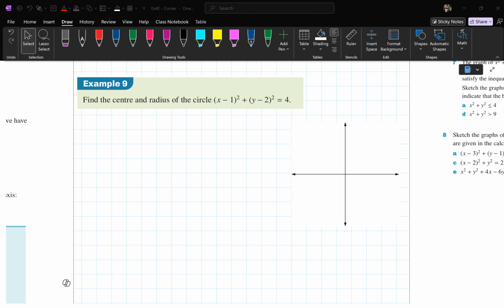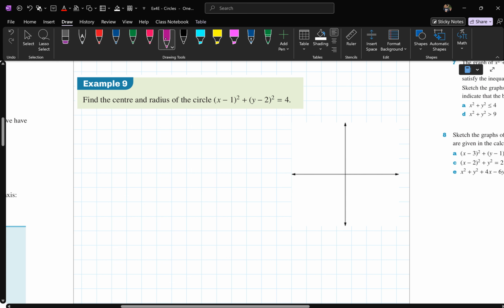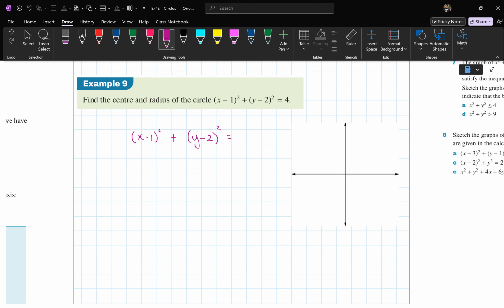In the next example of Chapter 4, this is exercise 4E to do with circles in Year 11 Methods. Here it says, find the center and radius of the circle. So again, very similar to the previous example. We've got now an equation. It's (x minus 1) squared plus (y minus 2) squared is equal to 4.